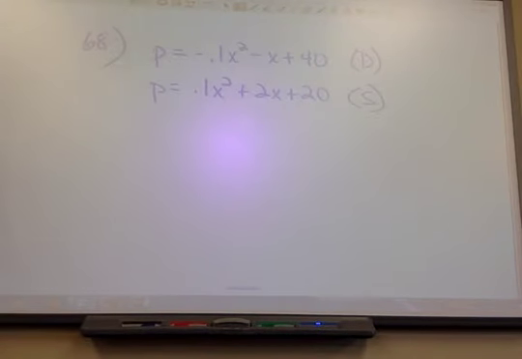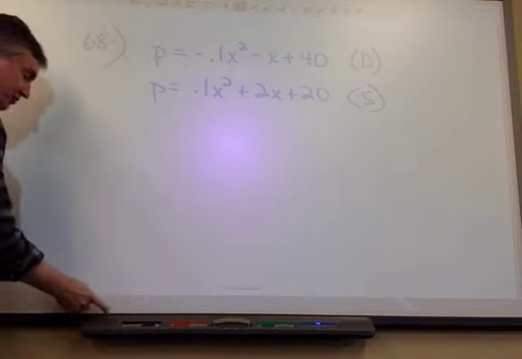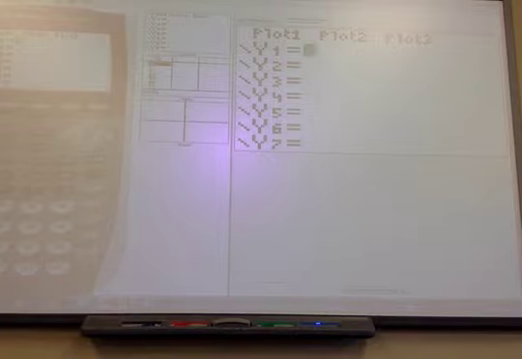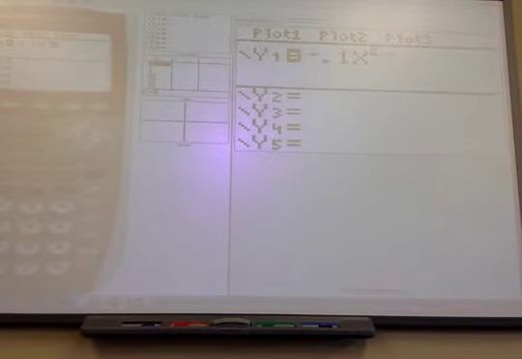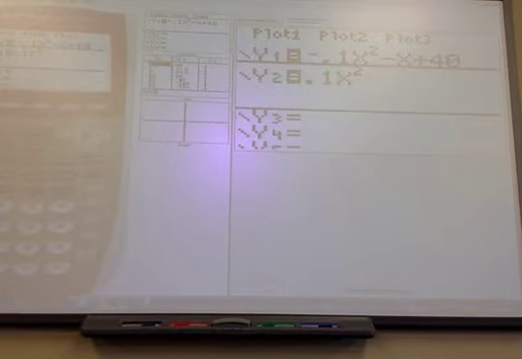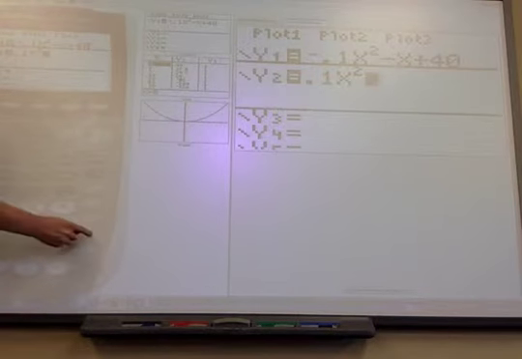We could do that algebraically, but that would probably be a tough quadratic to solve, or we could do it with our calculator, which I bet you would prefer, wouldn't you? So if we do that, why don't we say y equals, let's put those in, negative 0.1x squared minus x plus 40, and 0.1x squared plus 2x plus 20.